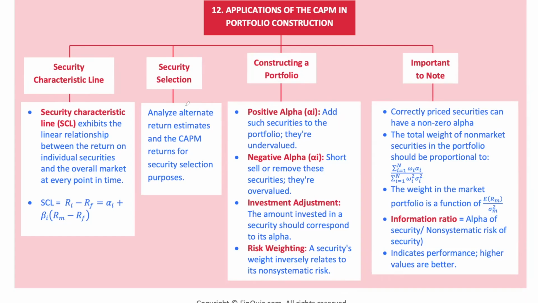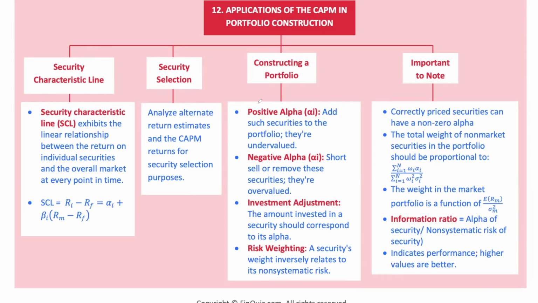Now, once you've got alpha and beta for different securities, the next question is, which one should I hold? Here's where CAPM becomes your decision filter. If your analysis shows that a security's expected return is higher than the CAPM predicted return, it's undervalued, meaning it's offering more return than its risk justifies. That's your green light. Buy it or overweight it in your portfolio.